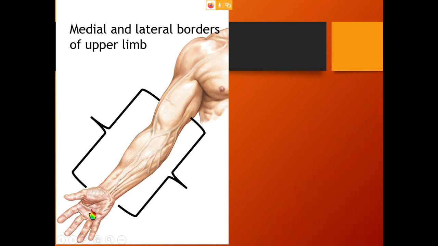So the parts of the upper limb are arm, forearm and hand. Try to see my mouse indicator. This is arm, this is forearm and this is hand. This arm is present between two joints, above the elbow joint and below the shoulder joint. Then the forearm is below the elbow joint and above the wrist joint. Then the rest of the part is called the hand.